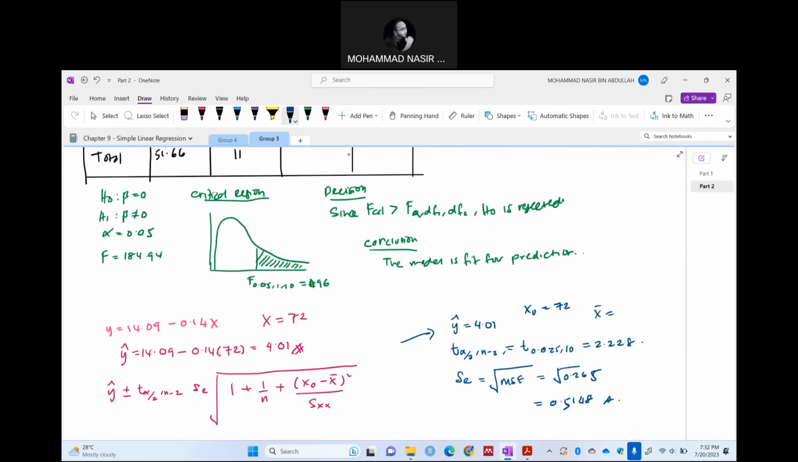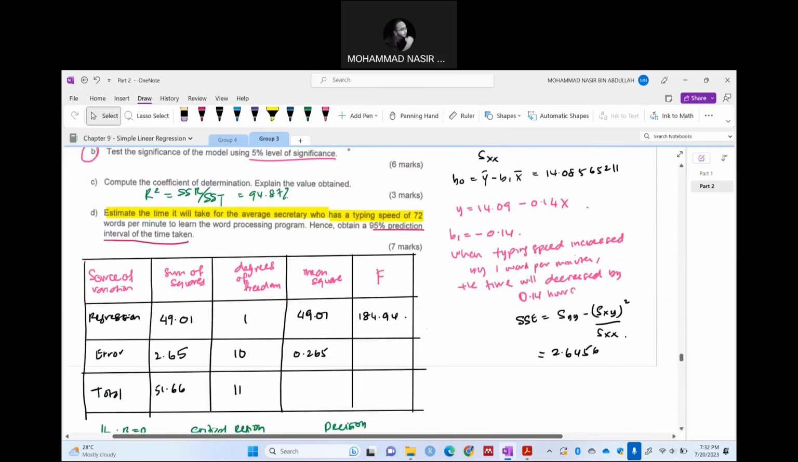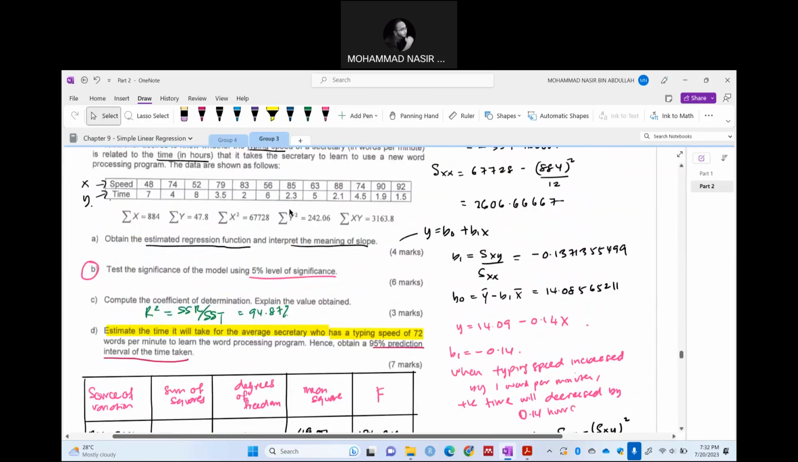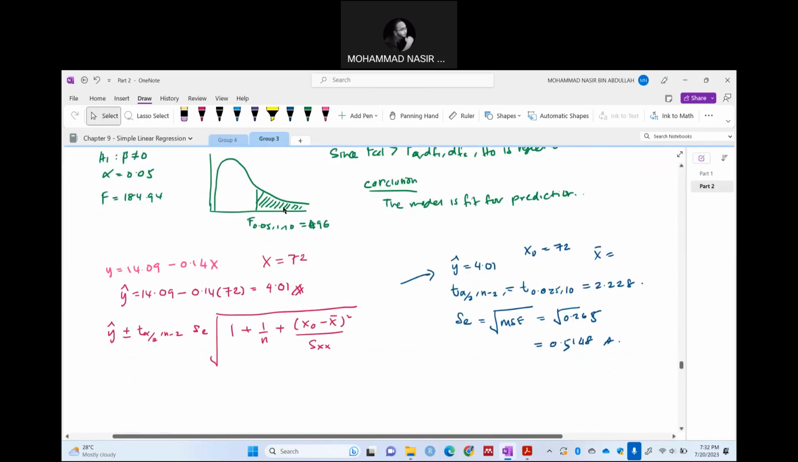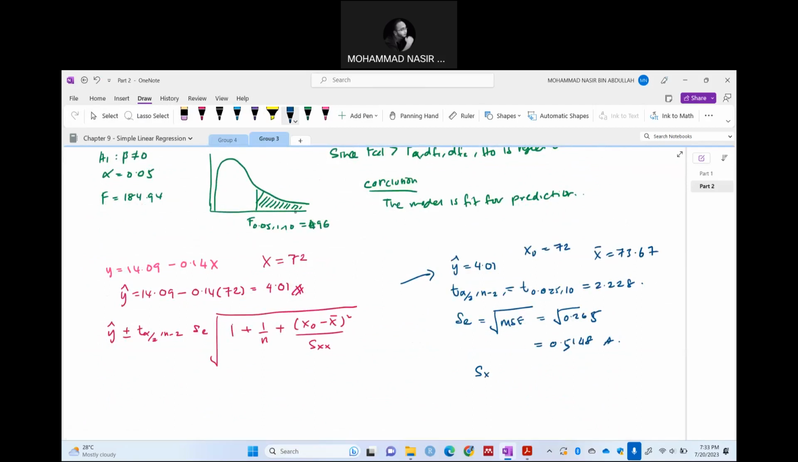X bar, look at the value that we calculated. X bar is 884 divided by 12, should be 73.67, right? So this one is the formula for prediction interval. If we don't have the 1, it's a confidence interval for mean change. So another one is Sxx equal to 2606.67. So just plug in the value.